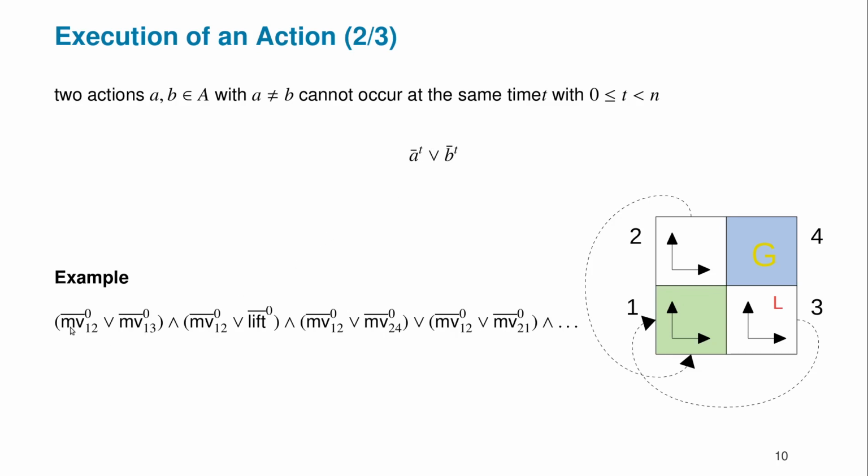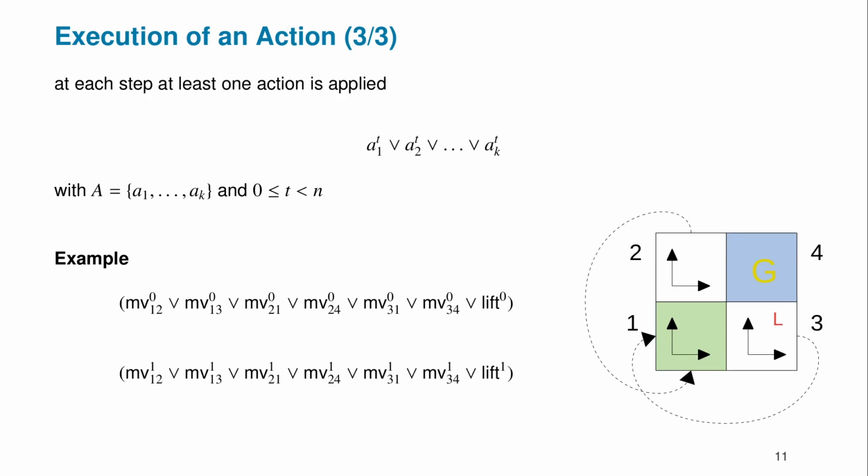For example, we cannot move from 1 to 2 and from 1 to 3 at the same time, at time point 0, or we cannot move from 1 to 2 and lift the arm at time point 0, and so on. Yeah, this we have to do for all combinations of actions. This is also because of the expressiveness, or the lack of further concepts in SAT, that we have to do this enumeration that explicitly.